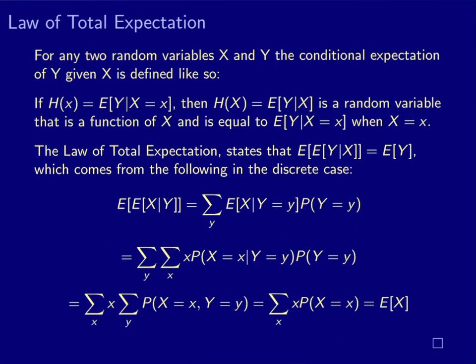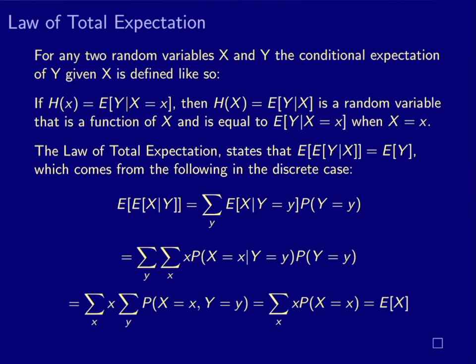So for any two random variables, big X and big Y, the conditional expectation of big Y given big X is defined like so, where we just make this function, h of x, equal to our conditional expectation from the last slide, this guy right here. And then when we plug in big X, our random variable, we get the conditional expectation of big Y given big X, which is a random variable, because of the properties of functions of random variables.